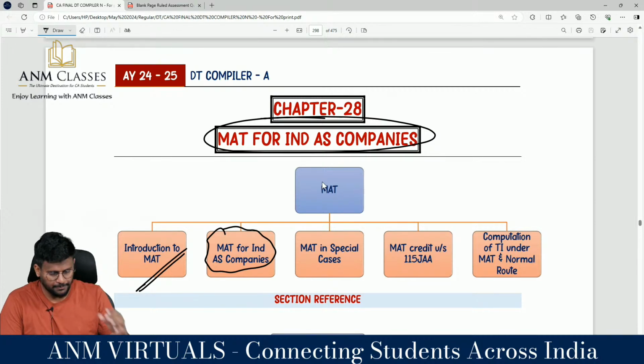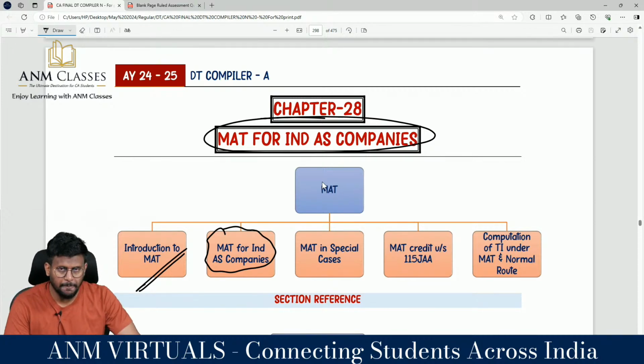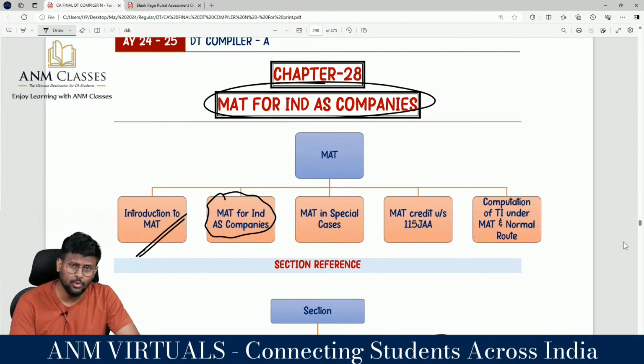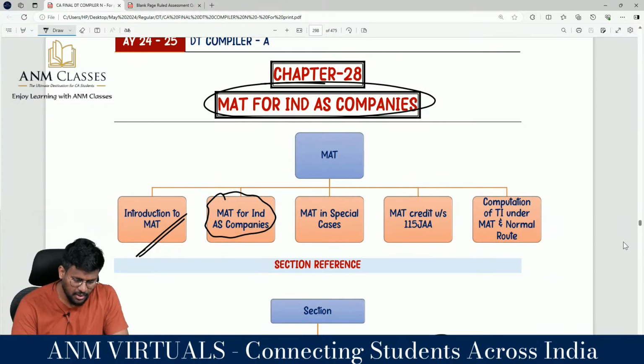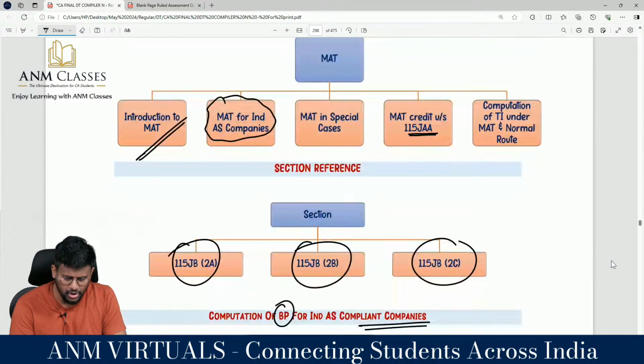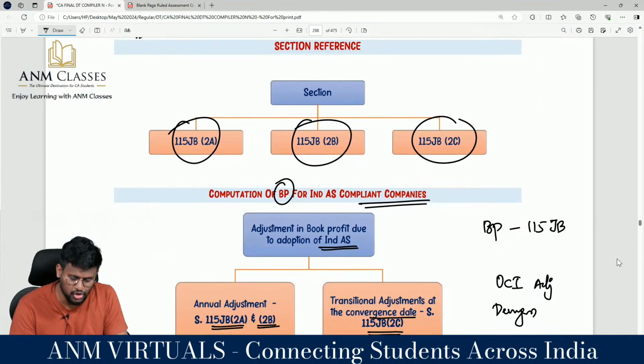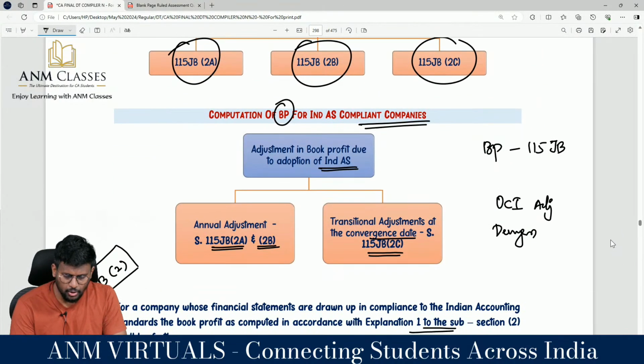Happy morning to all. So we are doing MAT for Ind AS company. Actually, 5 topics are to be discussed in the MAT. Number 1, introduction to MAT, MAT for Ind AS company, MAT in special cases, MAT credit under 115 JAA, and computation of total income under MAT and normal route. In that, we have completed the introduction to MAT and the MAT structure. We are talking about MAT for Ind AS company.